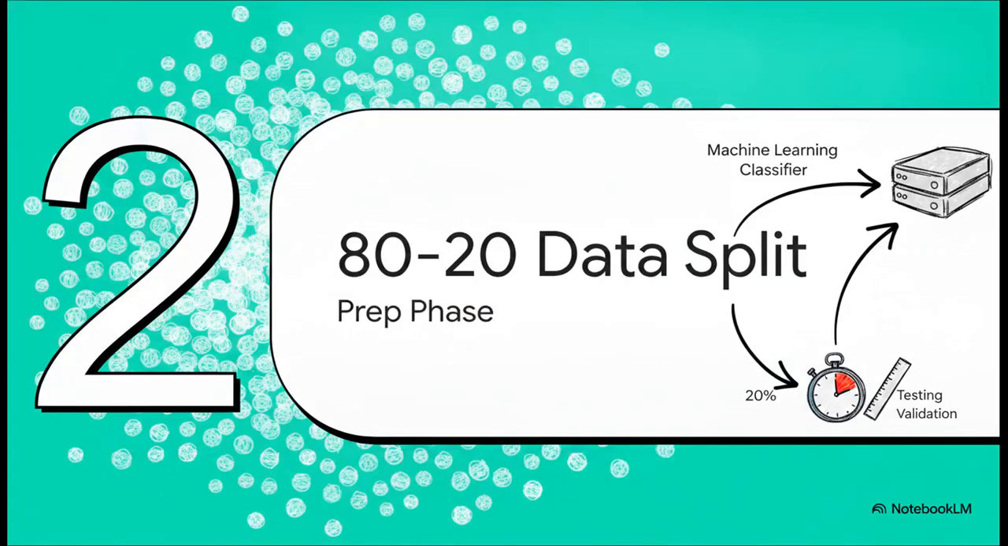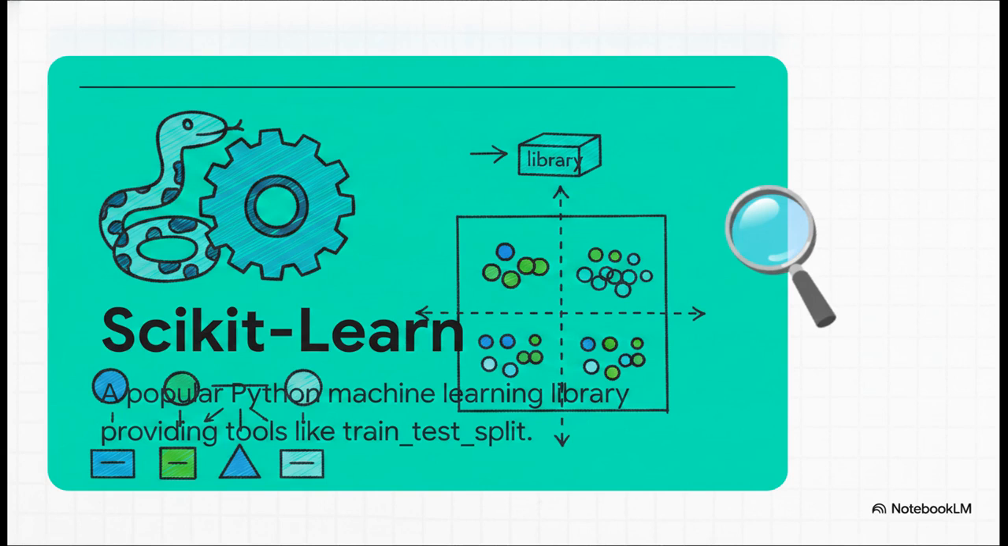Moving right along to Section 2, the 80-20 data split. This is our crucial prep phase. Now, what's really interesting here is just how much heavy lifting a single Python library can do for us. Seriously, scikit-learn is an absolute powerhouse. From it, we're importing the train_test_split function to cleanly chop our variables into the exact groups we need.